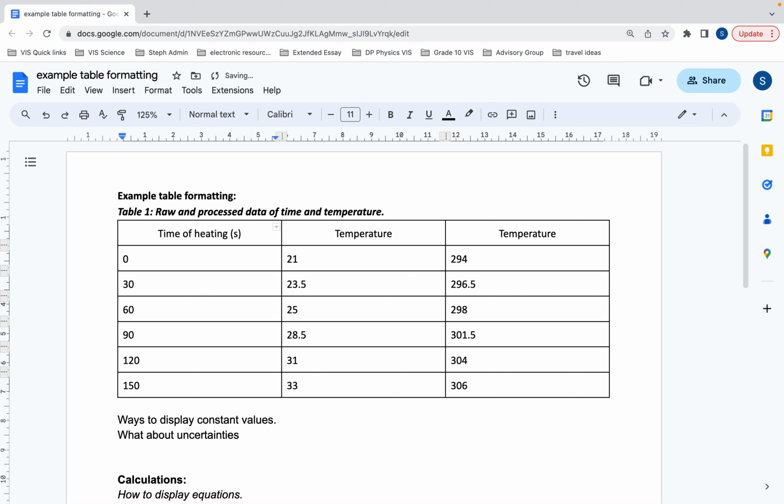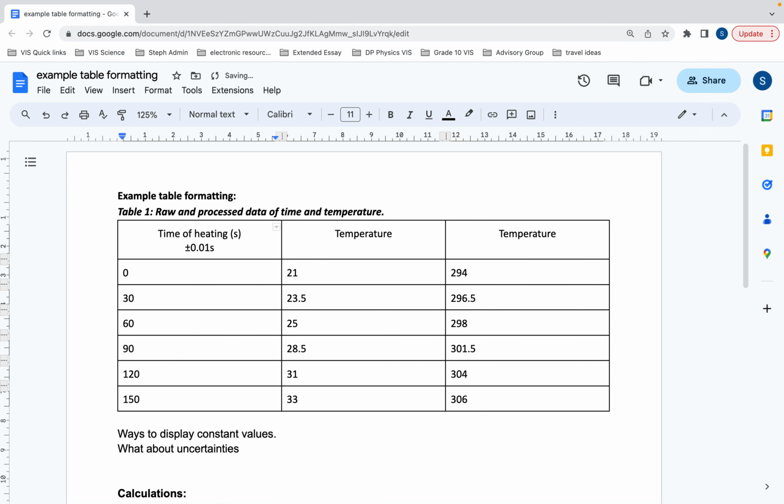Now, the other thing we always want to have in our heading, as well as a specific name and our unit, is the uncertainty. So in this case, my time was for my stopwatch, and I could measure to 2 decimal places. So I'm going to just put in the plus or minus sign. Again, find where that is on your keyboard, or you can always go to insert special characters. The plus or minus 0.01 seconds. Okay, so again, you can have it all in one line. You could put it below.